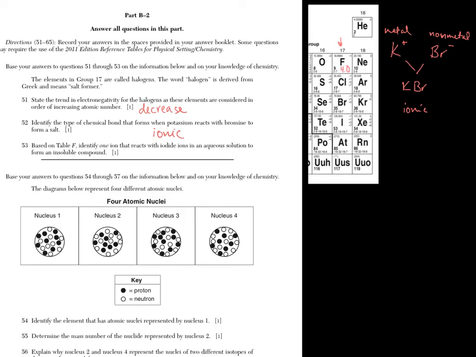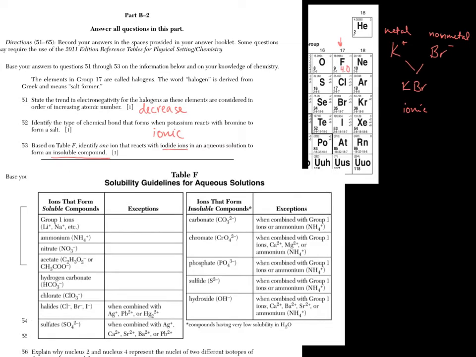All right, next we're going to use table F, and we have to identify one ion that reacts with iodide ions to form an insoluble compound. So we got to pull that up in a bit. All right, so we're going to be focusing on the halides group in the solubility table. Table F.